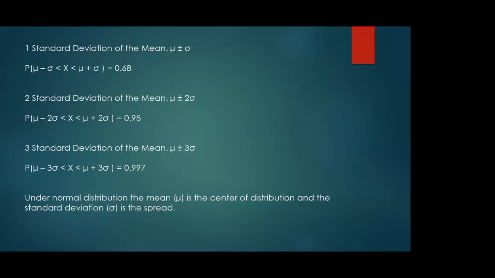So we're looking at the first standard deviation of the mean. What it's saying is that mu plus or minus the standard deviation should be equal to 0.68. So in layman's terms, it's saying that the probability of X having a value between the mean minus the standard deviation and the mean plus the standard deviation is equal to 0.68. That's literally what it's saying.